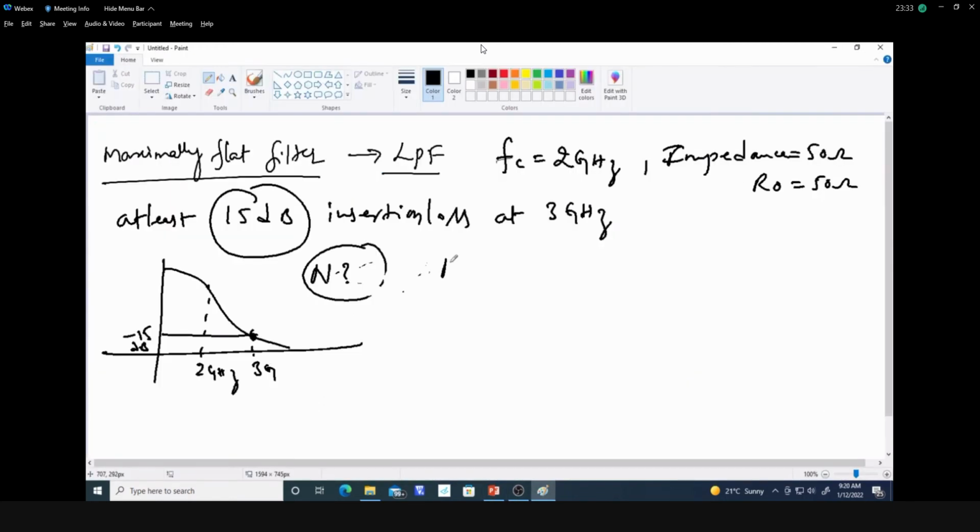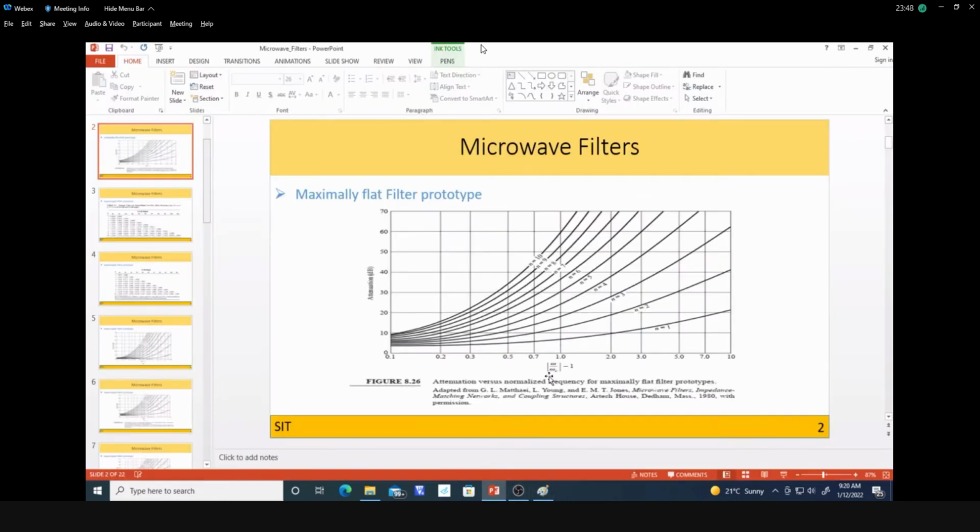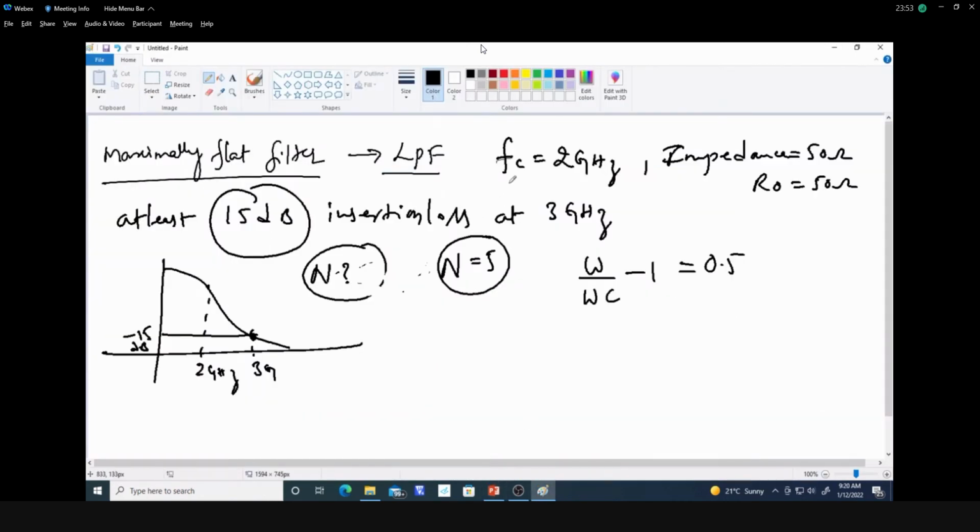So what is the value of n? For n equal to 5, we are going to get this 15 dB insertion loss. Now for that, omega by omega c minus 1 is equal to 0.5, which we can see here. Now we can find out omega from this. We already know omega c is 2 gigahertz, and we have to find out omega, which is at 3 gigahertz, whether it will give that or not.